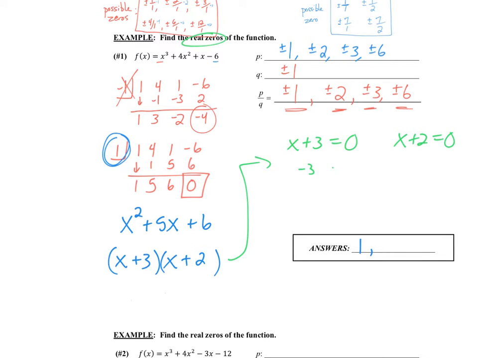So if you solve the first one, you would get x equals negative 3. So negative 3 is another 0. And you solve the second one, you would get x equals negative 2. So the zeros are 1, negative 3, and negative 2. And if you look at that, those are all up here too. Positive 1 will be here, negative 3, and negative 2. Those all are part of our possible zeros. So that's how we can use the possible zeros to find the real zeros.